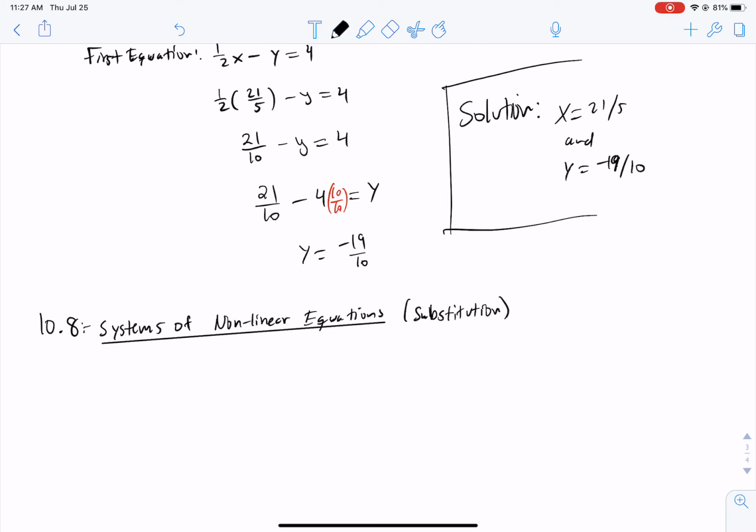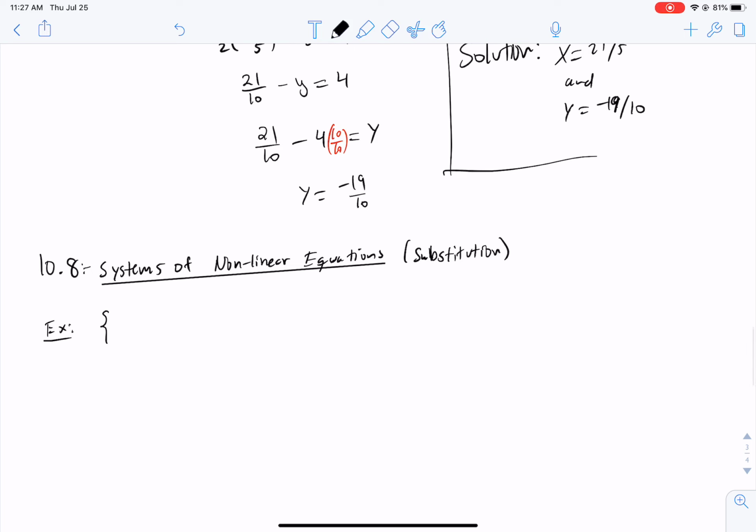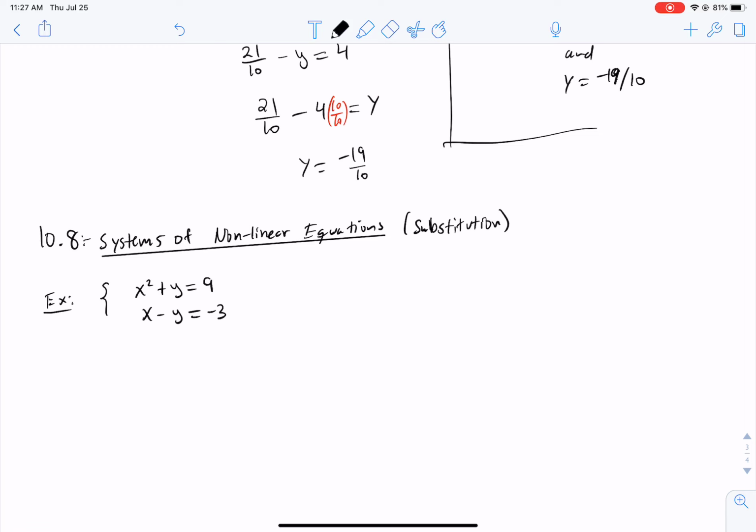So here's our first example. So suppose that I have this one right here. Say x squared plus y is equal to 9. And I also have that x minus y is equal to negative 3, like this. So what makes this system nonlinear? Got a square in it. In linear systems, all of the variables have a power of 1, right?